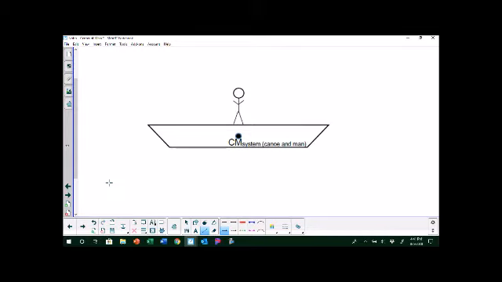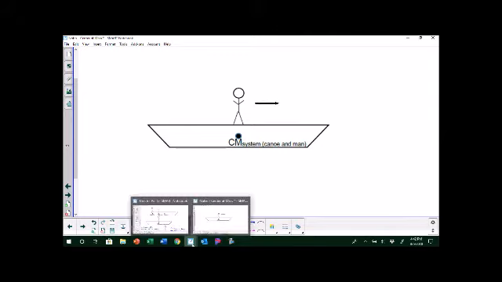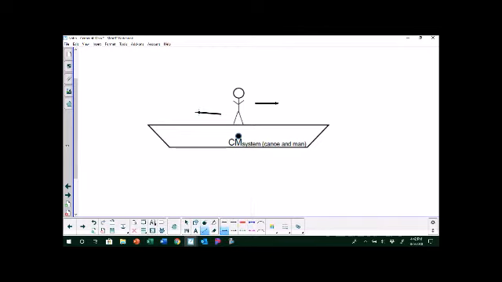His center of mass is right below him. The canoe's center of mass is right below him. So the system's center of mass is right here. They're all at the same spot. Great. But you've got to understand that as the man is walking that direction, he's going to push the canoe that way. And so his center of mass moved. The canoe's center of mass moved, but the center of mass of the system did not move.